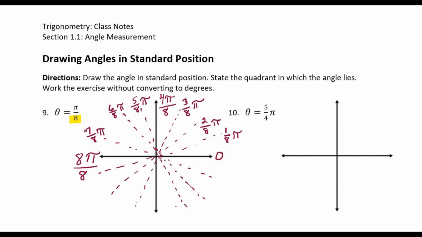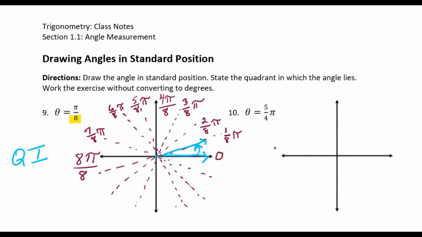We are asked to sketch pi over 8, or 1/8 pi. So I've got my initial side of the angle, which lies along the positive x-axis, and our angle is positive, so we're going in a counterclockwise direction. And we are in quadrant 1.